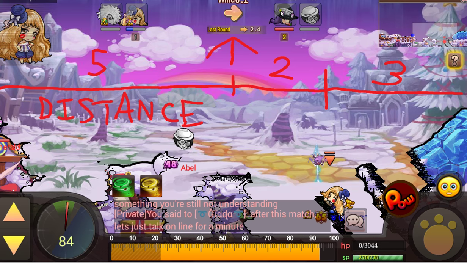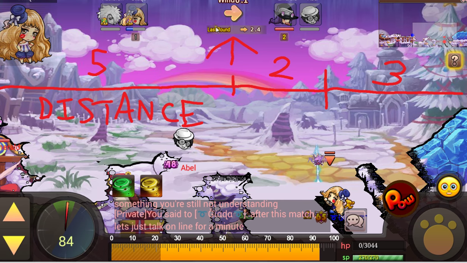If the wind was pushing to the left, so if it was 0.1 wind and the arrow is going the other way, then you would use 1 less power because the wind is carrying your shot farther. Okay? So, for every 1 wind, you're changing 1 angle. For every 0.1 wind, you're changing 1 power.